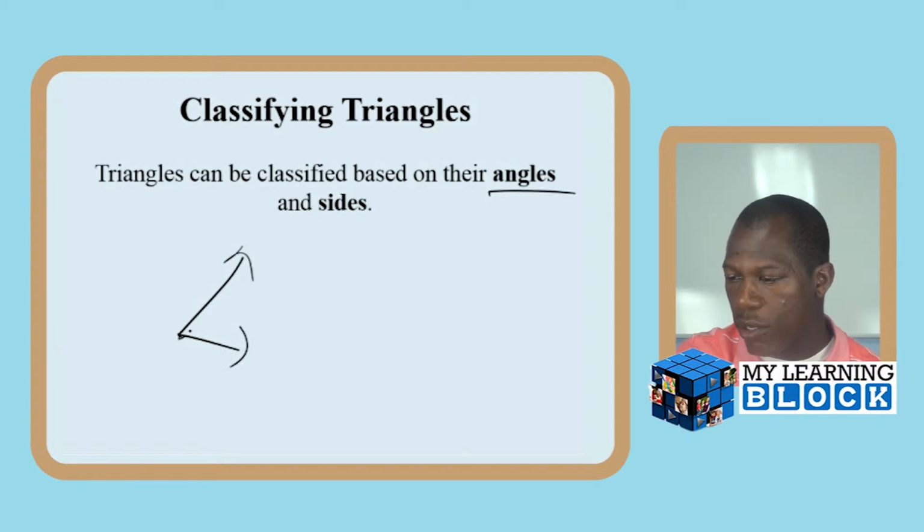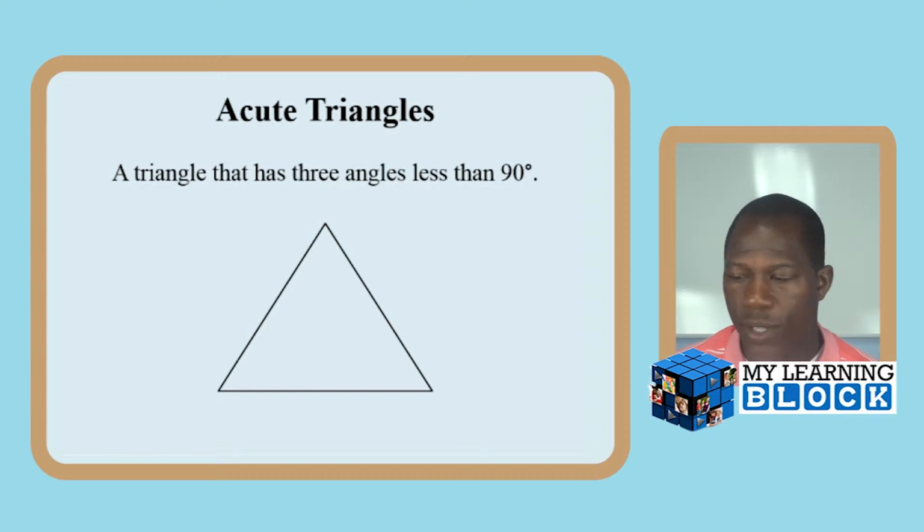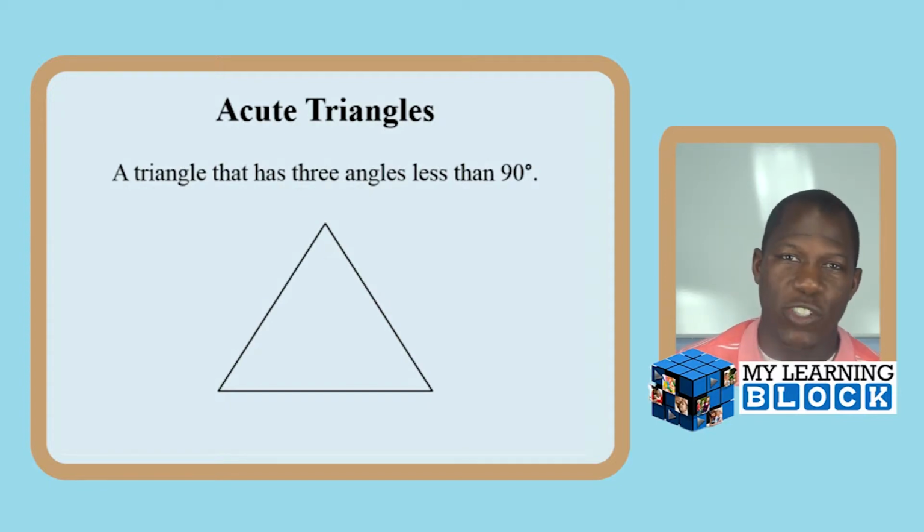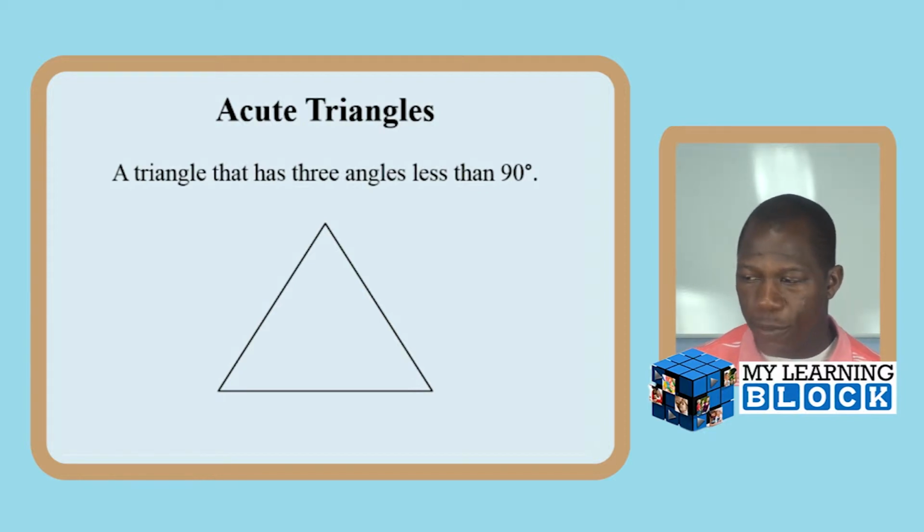So the first triangle we're going to focus on is the acute triangle. Now, when I'm working with my students on showing them how to classify triangles, bear with me, I really enjoy using my voice. For instance, an acute triangle is a triangle that has three angles that are all less than 90 degrees. They're all less than a right angle.